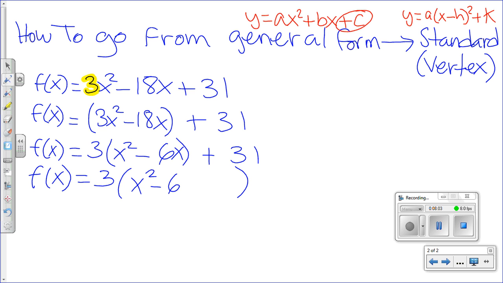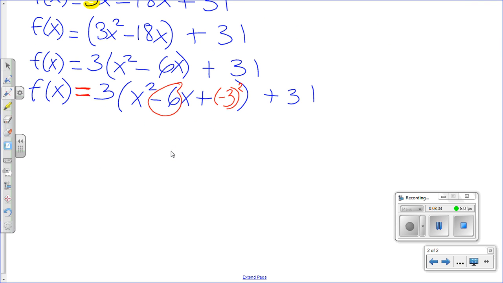Oh, I'm sorry, I forgot. There's an x there. Minus 6x. And now remember, let's not forget there's a plus 31 here. What we need to do is take half of negative 6. What is half of negative 6? Negative 3. And then we are going to square it. Now, in this case, we're working on the same side of the equal sign. So for us to not change the function, if we are adding negative 3 squared, we have to also subtract it.